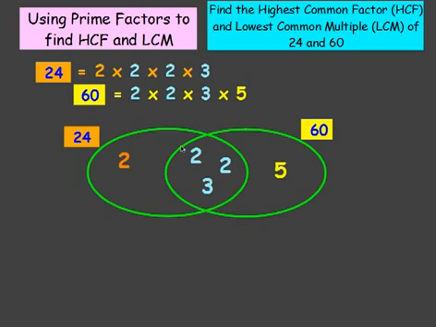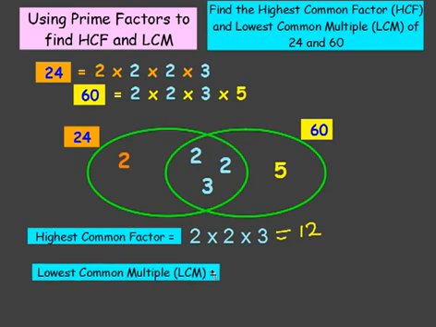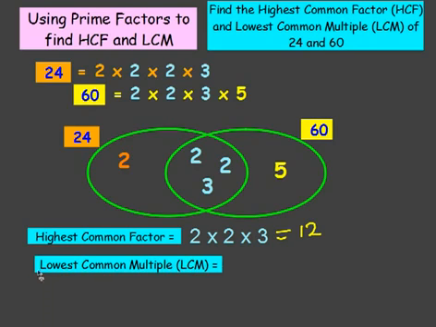So our highest common factor are the numbers in the middle multiplied together. So our highest common factor in this case is 2 times 2 times 3. 2 times 2 is 4 times by 3 is equal to 12. Our highest common factor, the biggest number that divides into 24 and into 60. Our lowest common multiple is all of these numbers multiplied together. So we've got 2 times 2 times 2 times 3 times 5.